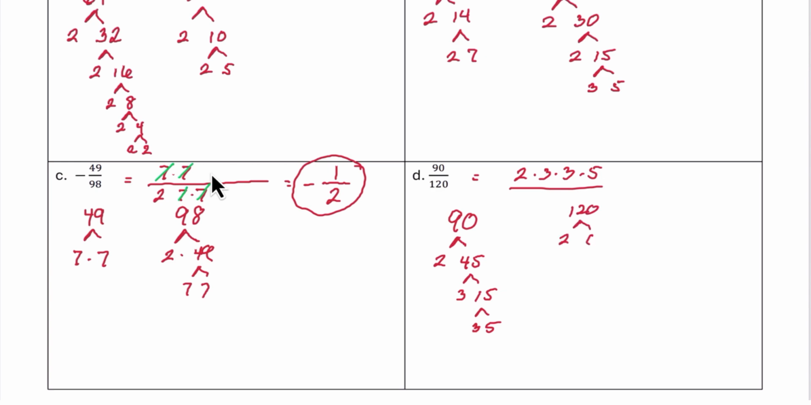120 we'll write as 2 times 60, which is 2 times 30. 30 is 2 times 15, and 15, 3 times 5. So the prime factorization, 2 times 2 times 2 times 3 times 5. Now simplify, reduce what they have in common. They have a 2 in common, they have a 3 in common, and a 5 in common. So this simplifies to 3 over 4, 3/4.